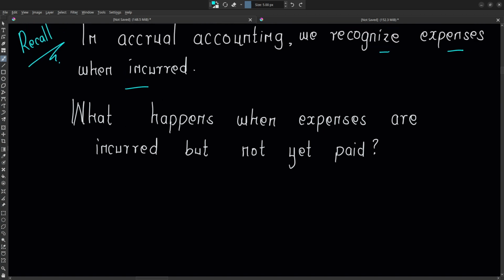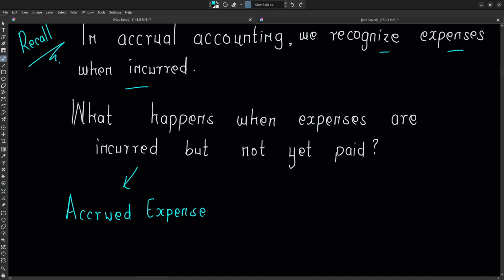Remember, in accrual accounting, we recognize expenses and revenue when they are incurred and earned, not just when cash is moving, okay? So even without payment being processed, we need to recognize the expense when it has been incurred. This is what we call an accrued expense, okay? An accrued expense is basically an expense that has been incurred, but it has not yet been paid for, and an invoice has not yet been issued, but you have already incurred that expense, okay?